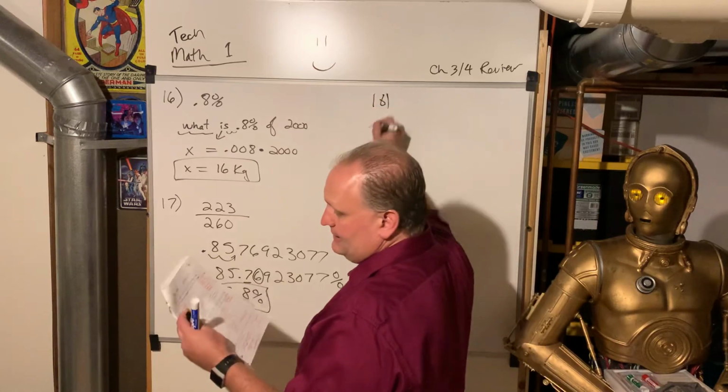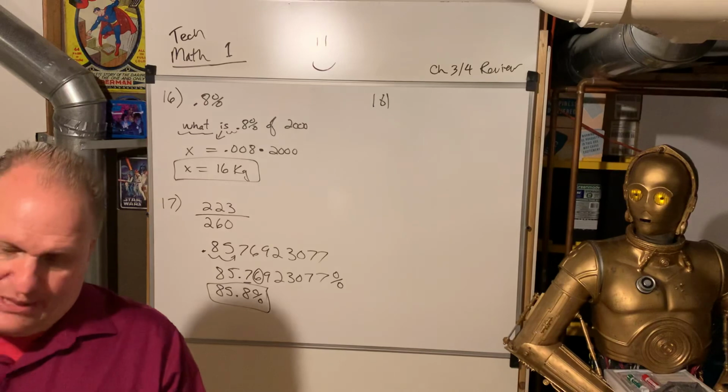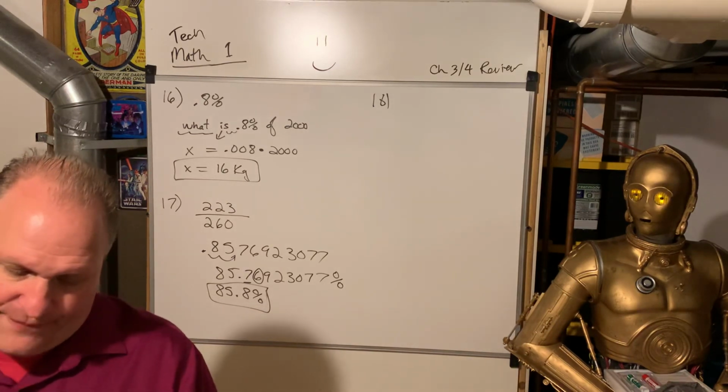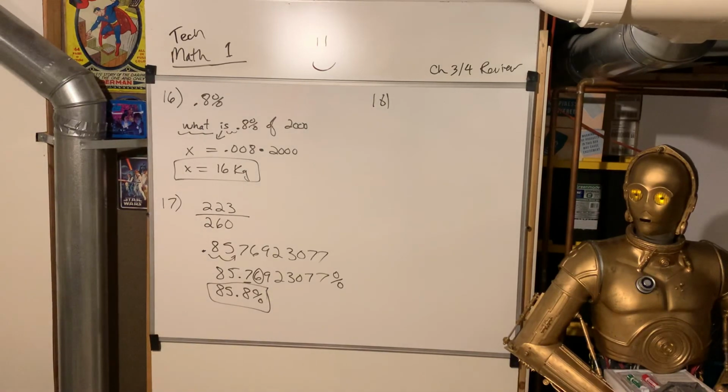Okay, so we're looking at 18. That is how many liters of a 20% solution? Let's see, how much time do we have here? Oh, 22 minutes. Okay, I'm going to do a part 2 with the word problems.